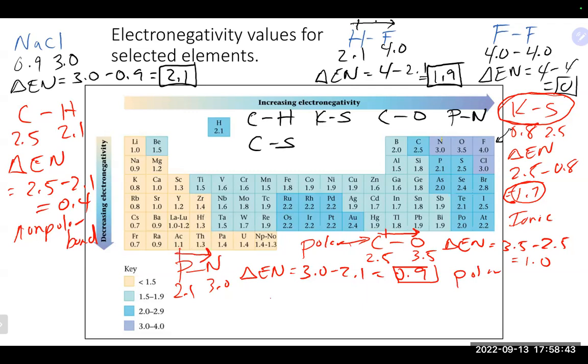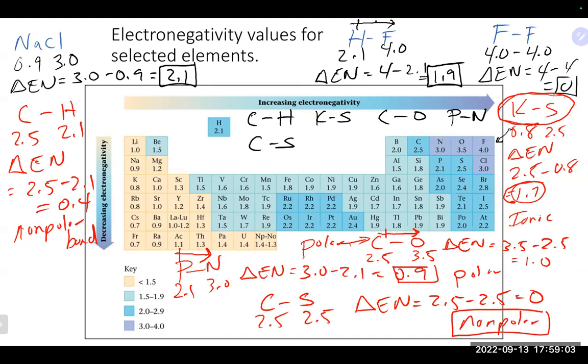And lastly, our carbon, sulfur. Carbon is 2.5, sulfur is 2.5, which means the difference in electronegativity here is a big zilch, which means this is what type of bond? Is a nonpolar bond.